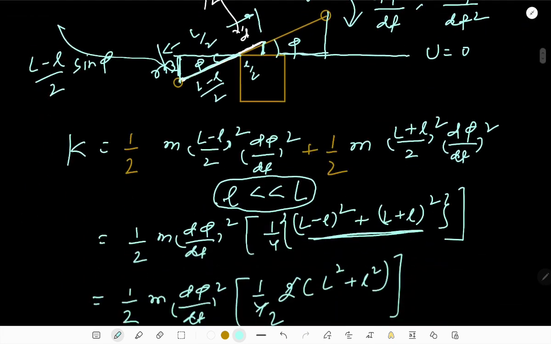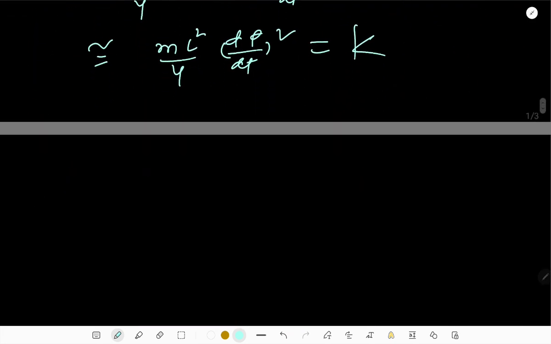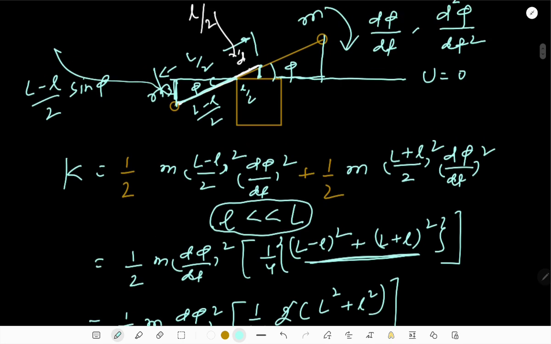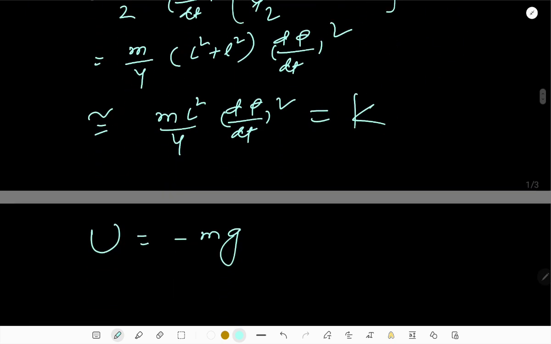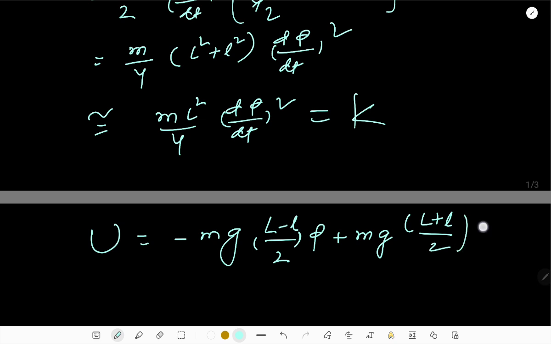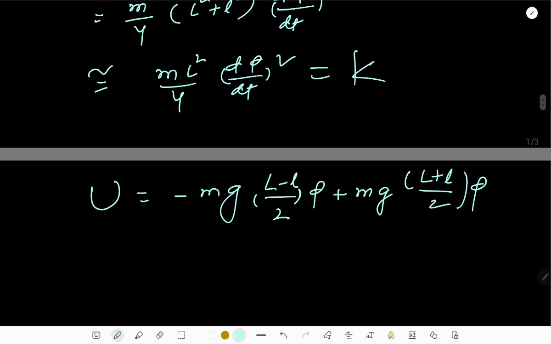So we are going to write down the potential energy of the balls as well, and this will be minus mg for the left. It is below the datum, so I'm going to write minus mg (L minus l by 2) phi. And for the right, it will become plus mg (L plus l by 2) multiplied by phi. This is the potential energy.